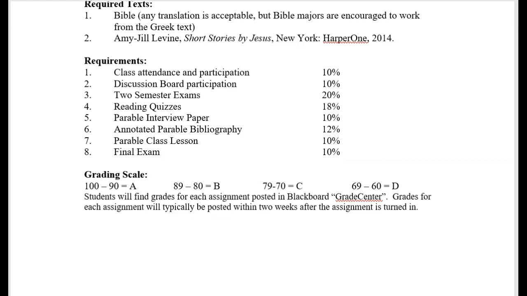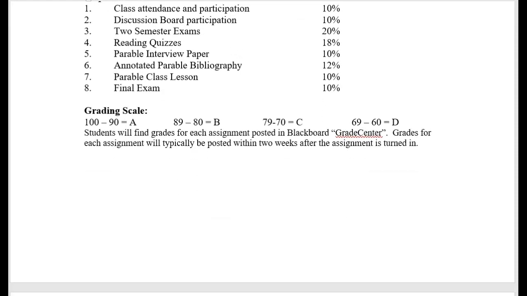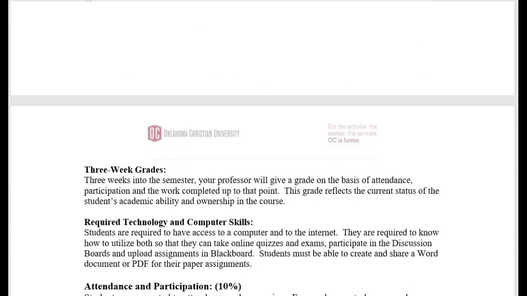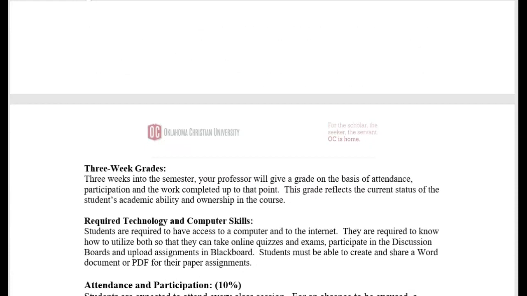You'll see as well the grading scale, and you'll be able to find how I keep up with grades in Grade Center in Blackboard. In about 3 weeks after you've done some of the work, you'll see something of a grade for the class. So I'll make sure you'll see how well you are doing.